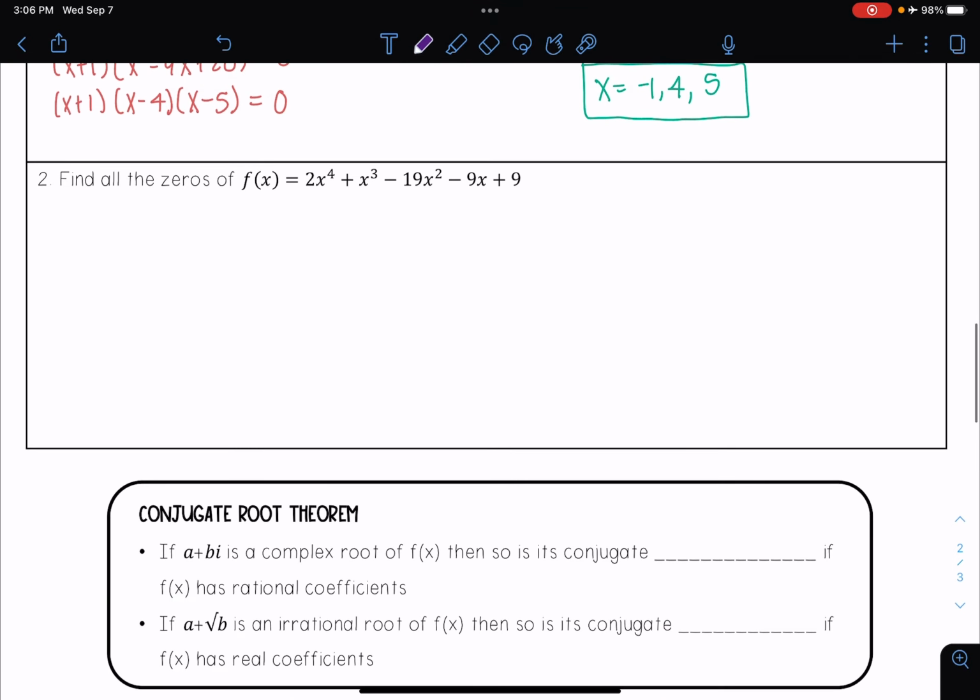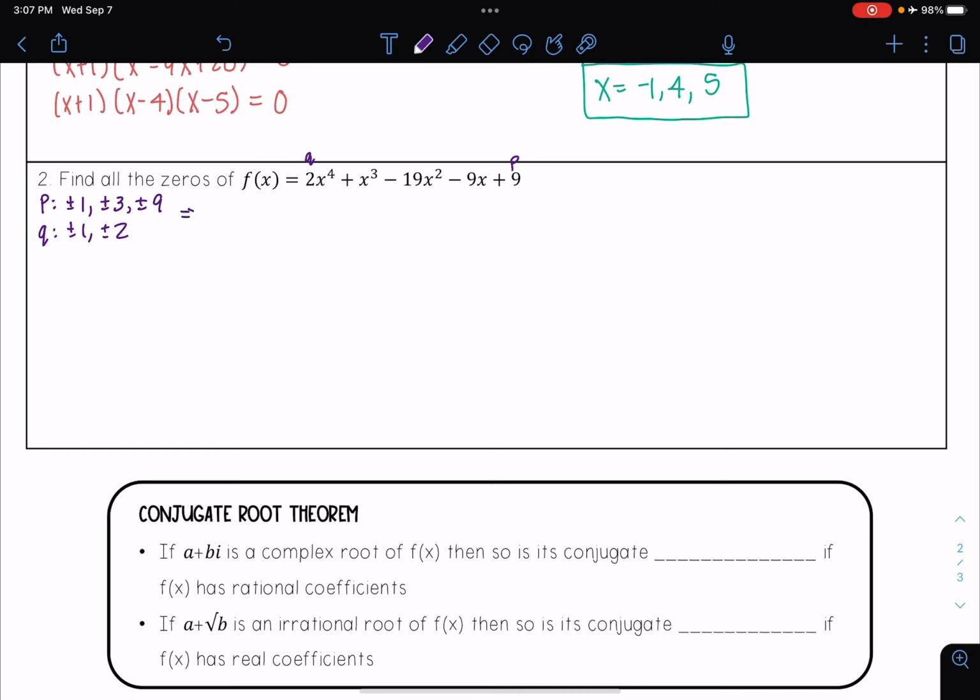Okay, let's try one more. I want to find all the zeros of f of x is equal to 2x to the fourth plus x cubed minus 19x squared minus 9x plus 9. So first I want to see what my possible roots are. My p here is 9 and my q is 2. So my factors of p are going to be 1, 3, and 9. My factors of q are 1 and 2.